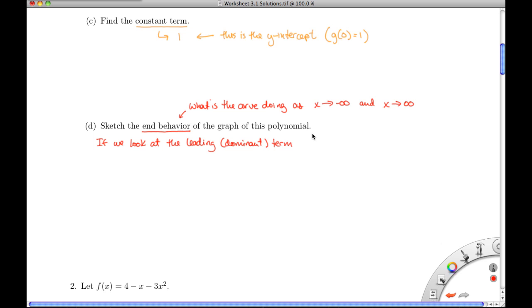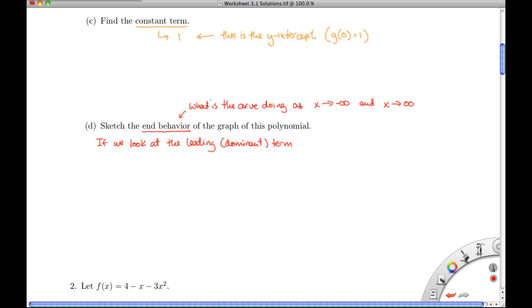As x starts to get really big positive or really big negative, all the other terms really are not going to have much influence on the behavior of the curve, and that dominant or leading term is really going to take charge to determine whether it's going to go up to positive infinity or down to negative infinity on the y-axis.